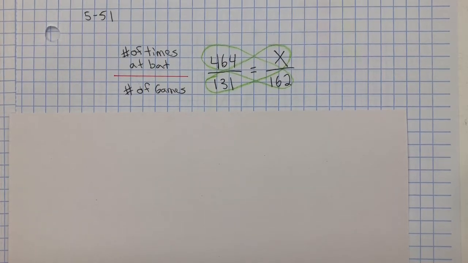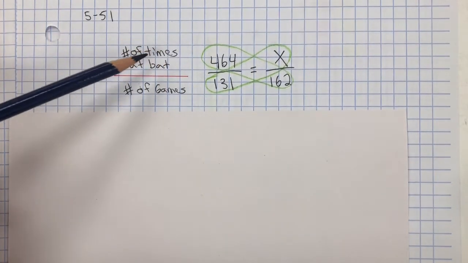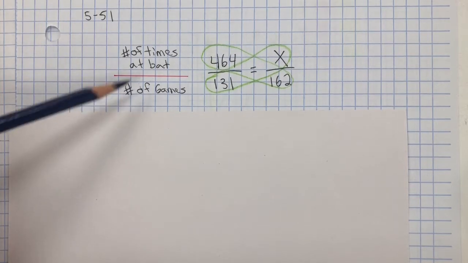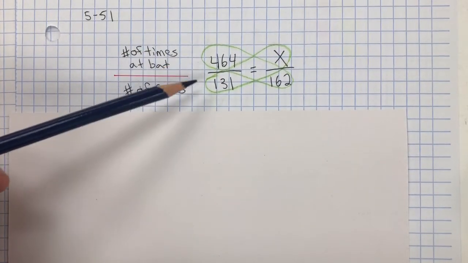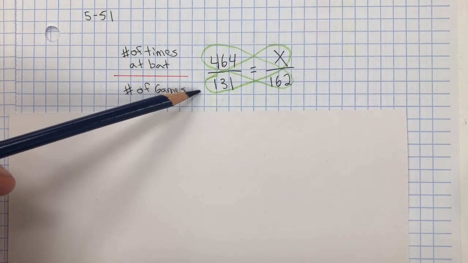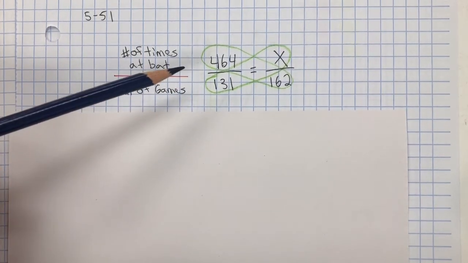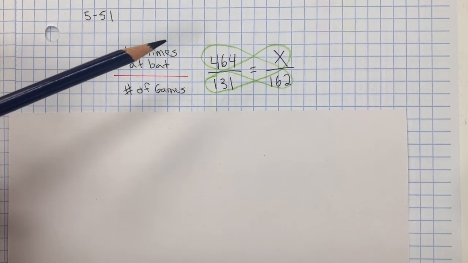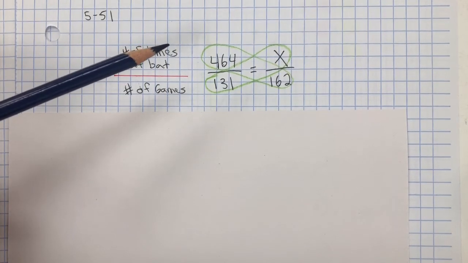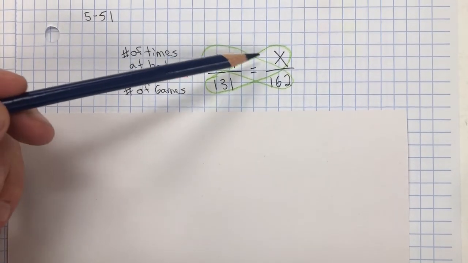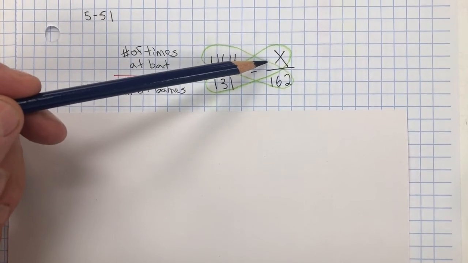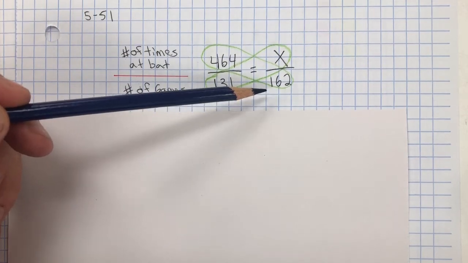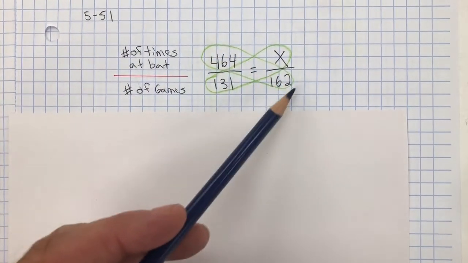In problem 551, Janelle came up to bat 464 times in 131 games. So we have number of times at bat and number of games: 464 for every 131 games. At this rate, how many times should she expect to have at bat in a full season of 162 games? We don't know how many times at bat, but we do know the number of games. And we're going to solve this by cross multiplying.